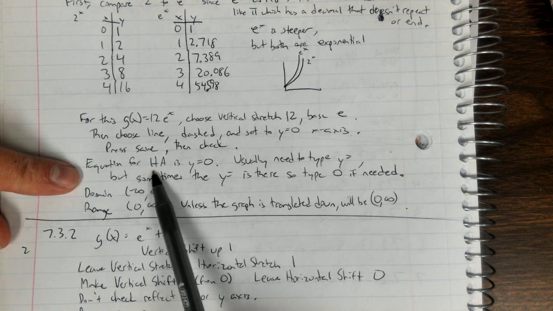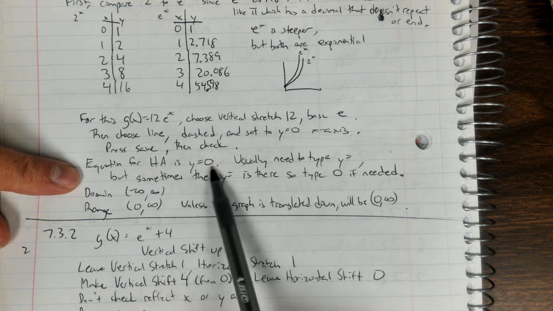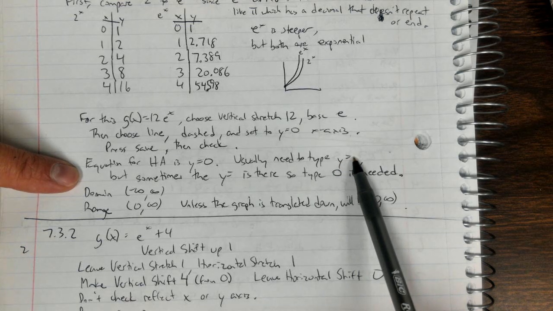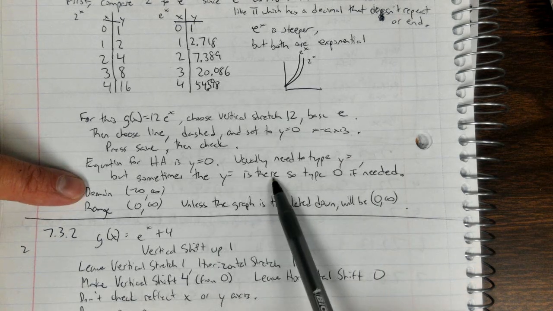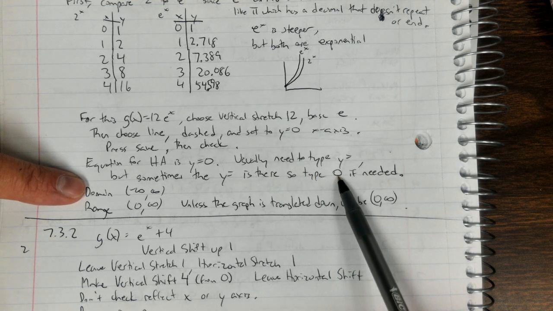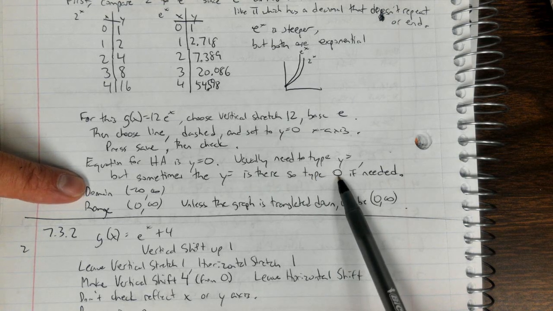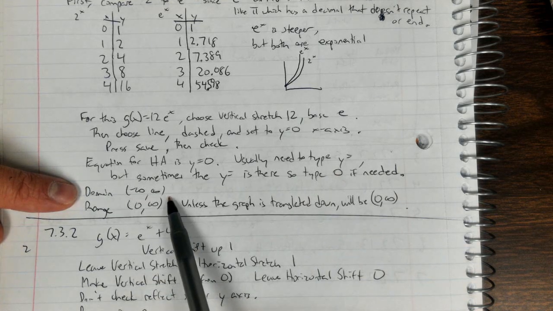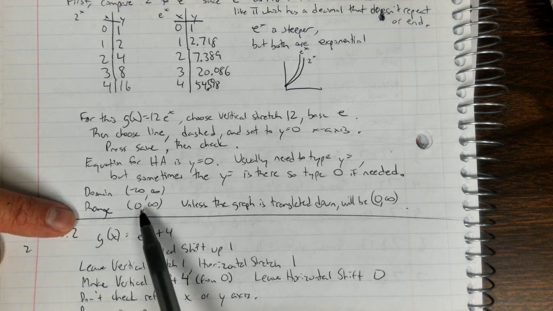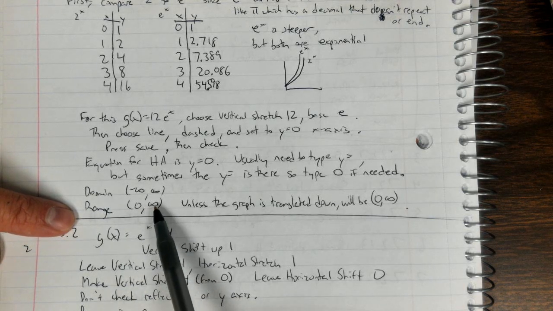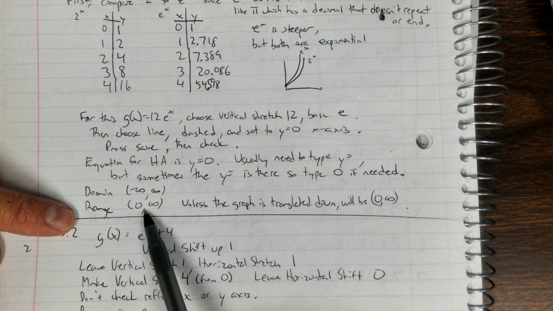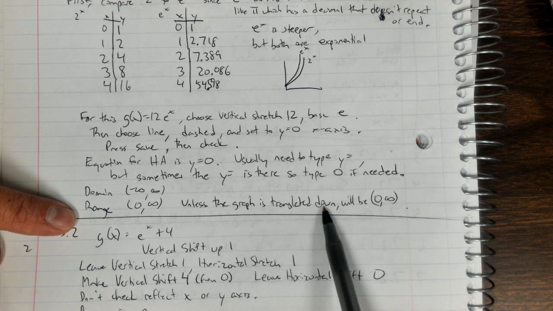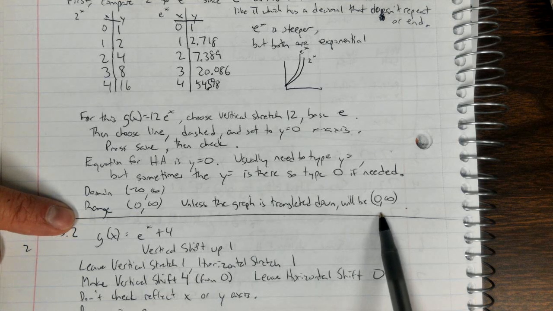Now the equation for the horizontal asymptote in this case is y equals 0. Usually you're going to need to type y equals, so you type y equals 0. But sometimes the y equals is already there, and then you just type 0. Then they're going to ask about the domain, which is all real numbers, so you do negative infinity, infinity, and then for your range it's 0, infinity. On most of these, just like you saw in the previous lesson, your range would be this, unless the graph is translated down or up.